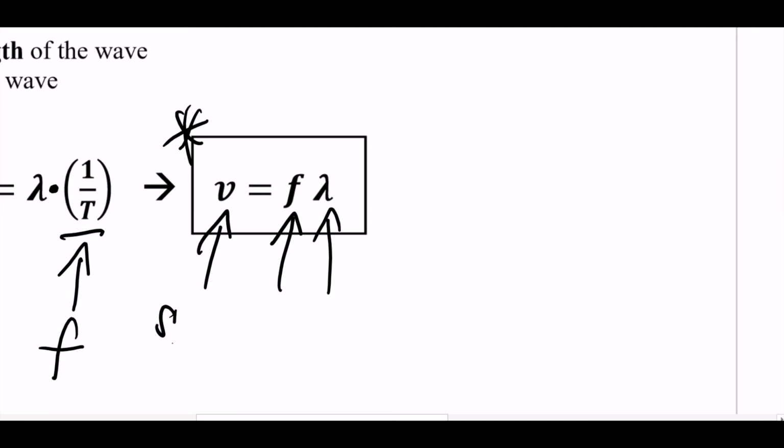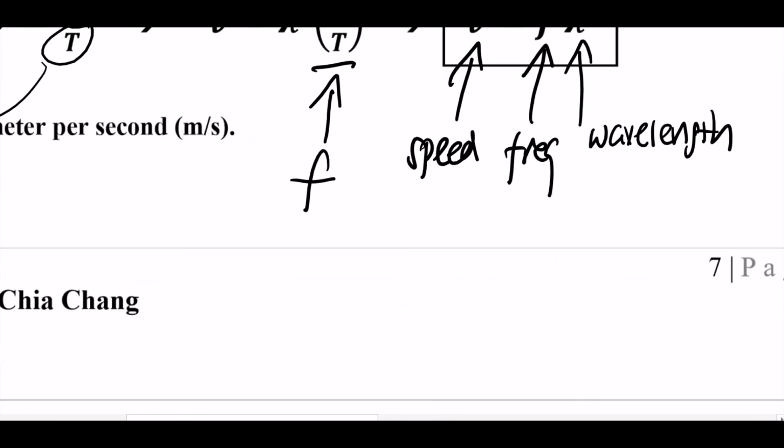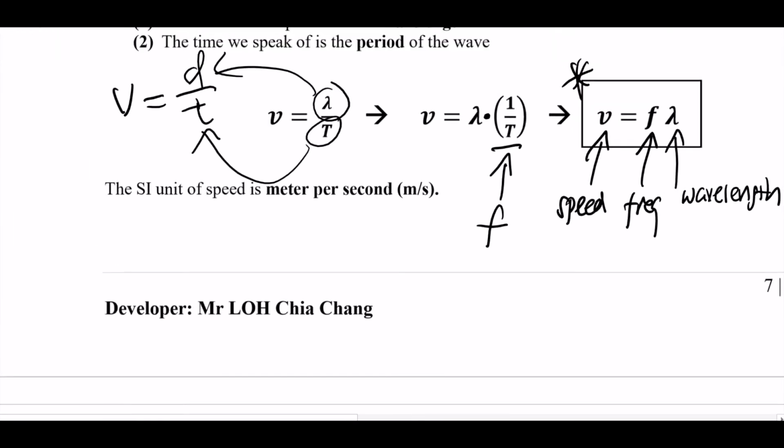Okay, so let's write it down. Speed of the wave is obtained by multiplying the frequency of the wave by the wavelength of the wave. I hope this is clear, and because this is a speed quantity, it also has the SI unit of meter per second.